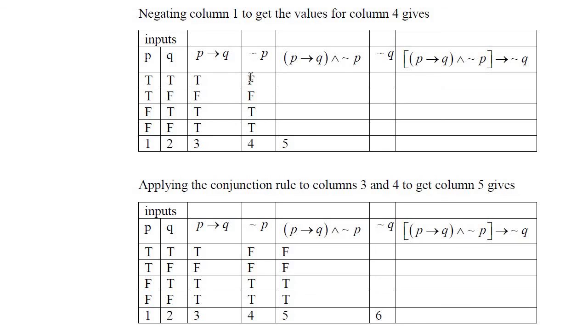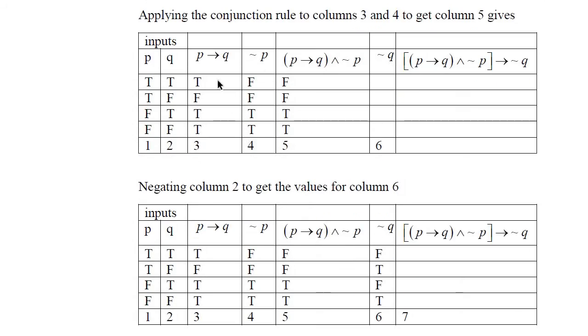I now need to AND these two columns together. So ANDing together columns 3 and 4. True ANDed with false gives me false. False ANDed with false is false. True ANDed with true is true. True ANDed with true is true. So this column right here is the ANDing together of all the hypotheses.